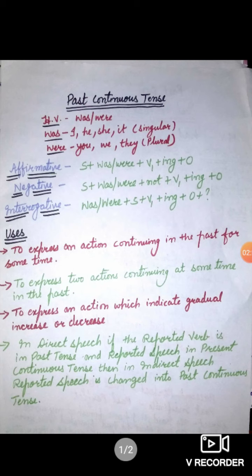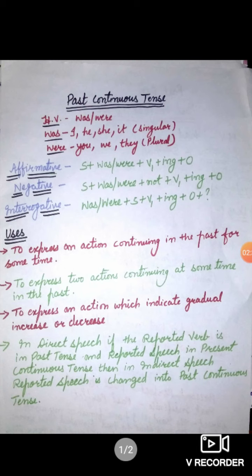For this, I would like to cite certain examples. Suppose I say, I was writing this book yesterday morning. I was busy learning certain things yesterday or in the morning. They were reading a notice. I suppose the things are clear.